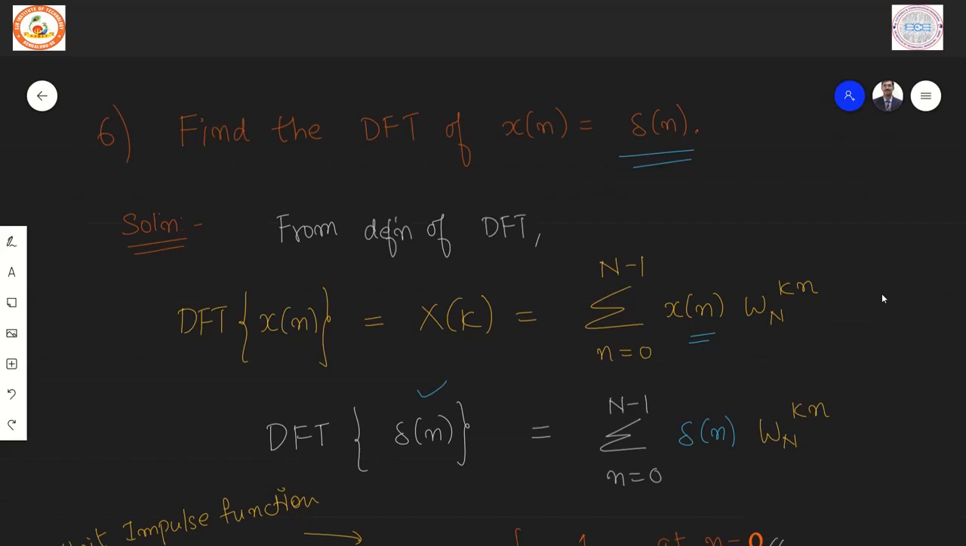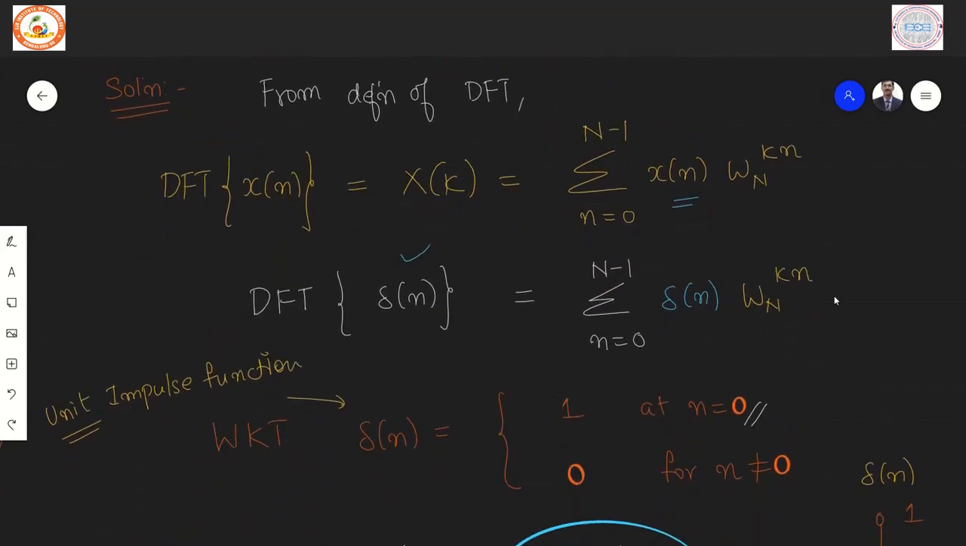The next numerical here is to find the DFT of x of n equals delta of n. This is a pretty simple problem provided you know the definition of delta of n. Now in the problem, since you are looking for the DFT, first from the definition of DFT, we have DFT of x of n is equal to x of k given by the summation here. Now since we want to find the DFT of the input delta of n, so substitute the value x of n is equal to delta of n in both sides of the equation. Therefore, the input is now changed to delta of n.